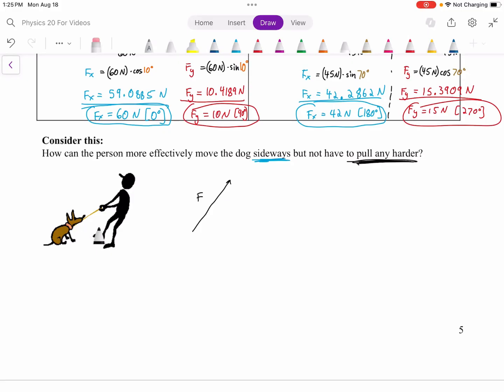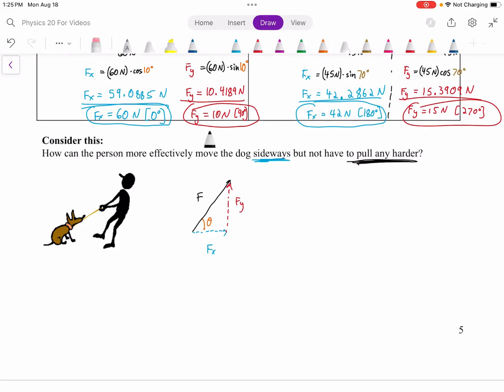Well, to make them move sideways, we want to be pulling as much sideways as possible, right? So if right now we're doing this, well, then our x component looks something like that, and our y component looks something like that, right? This y component, is that doing anything to move the dog sideways? No, right? That's trying to pull them up. That's kind of a waste of force if you want it to go sideways, right? So how could we change this without making our force itself any larger? How could we make this x component larger? Because that's what we want. We want to pull the dog harder sideways, not up, right?